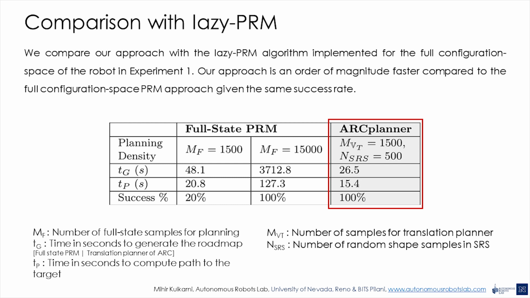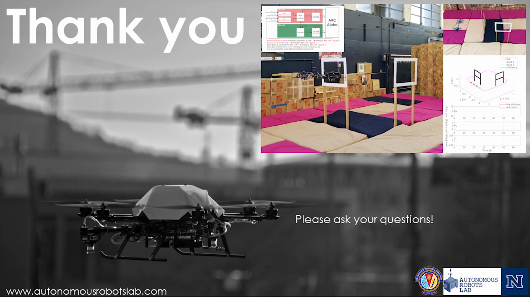We also compare our approach with the full state PRM, where a roadmap is generated in the full configuration space of the robot, and collision checking is performed in a lazy manner. Our approach provides the robot with the ability to utilize a fixed library of configurations and a pre-sampled set of random configurations, hence increasing the speed compared to a full state PRM while still maintaining the flexibility to find admissible solutions in narrow environments. Thank you.